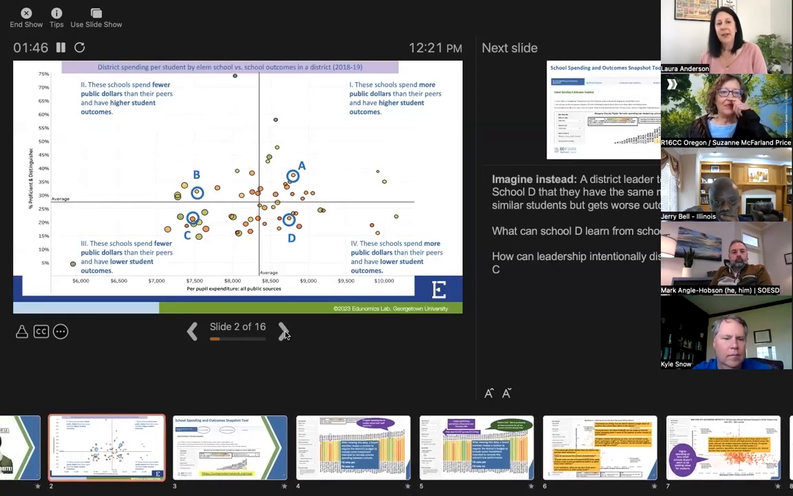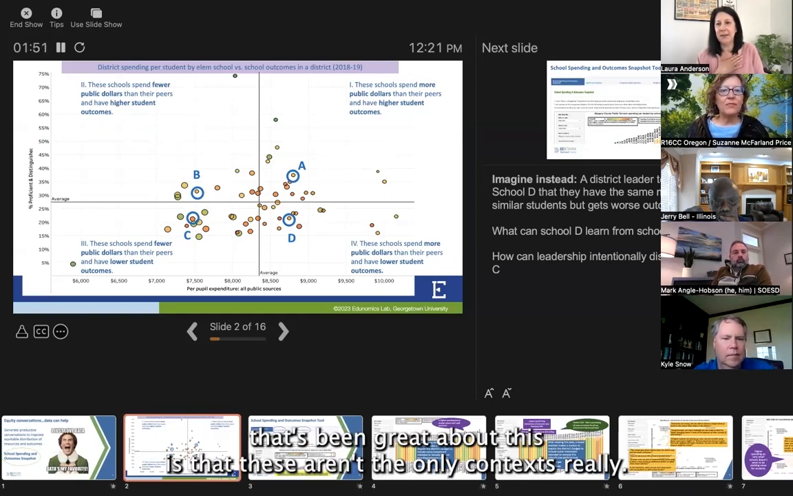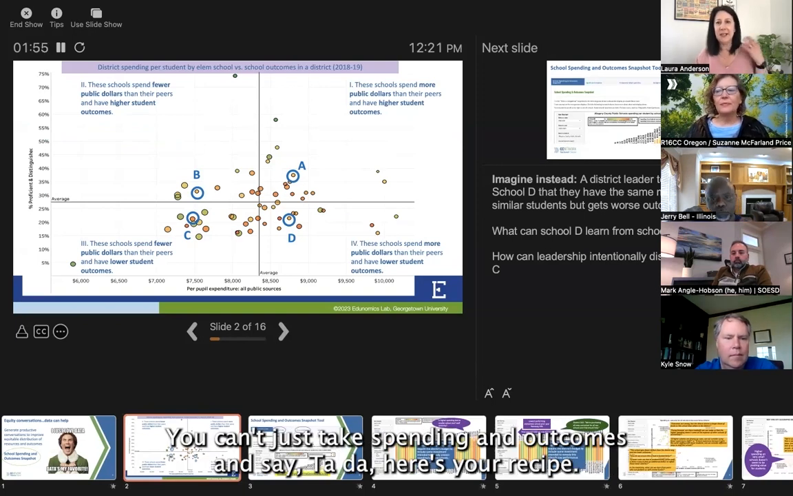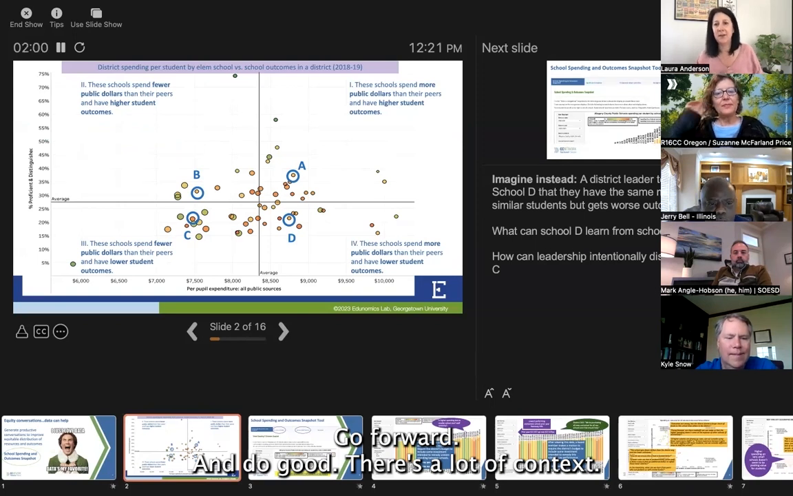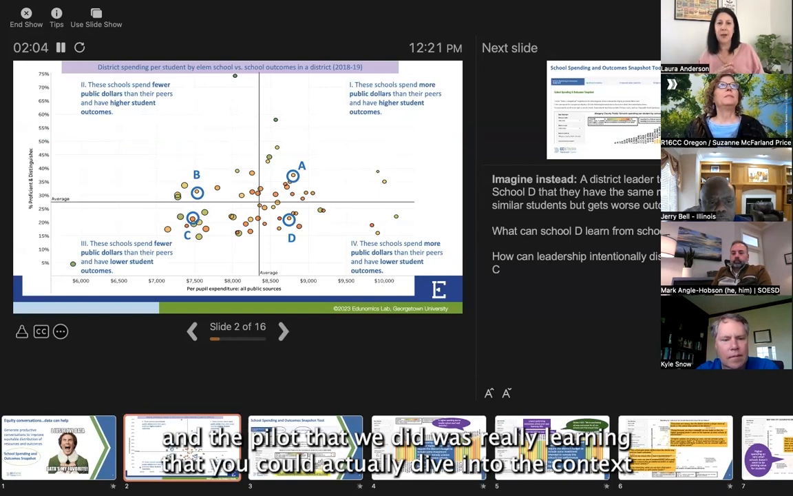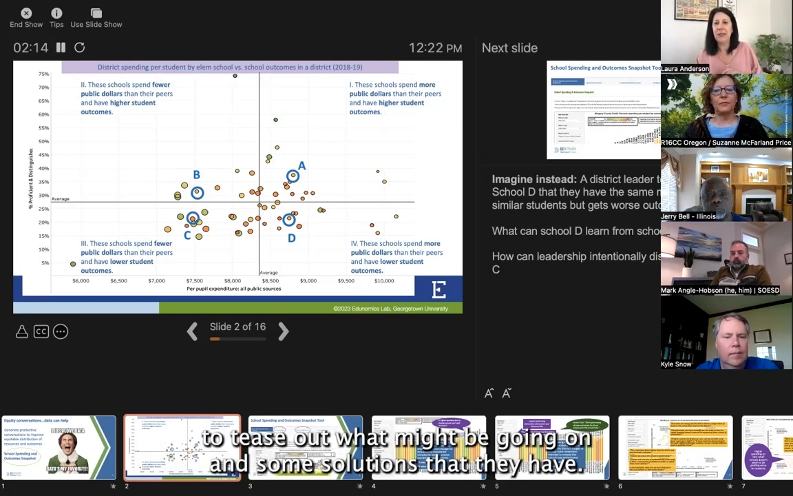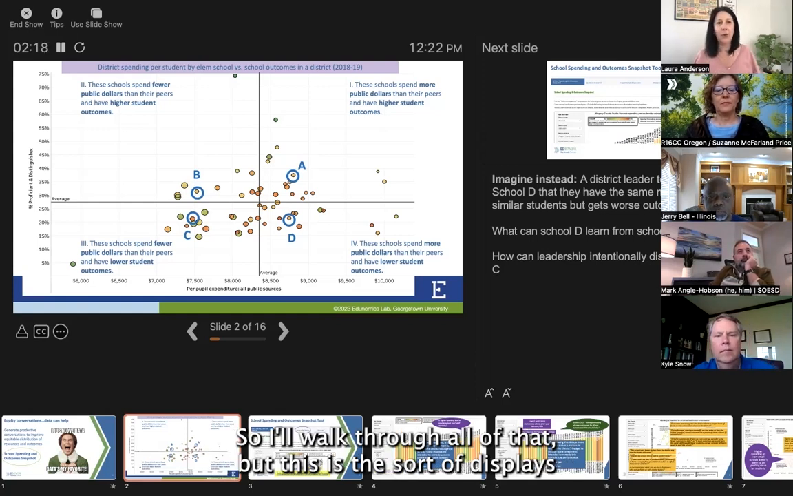Again, I want to make sure people know that one of the things that's been great about this is that these aren't the only context, right? You can't just take spending and outcomes and say, ta-da, here's your recipe, go forward and do good. But there's a lot of context. And one of the most positive outcomes of the program and the pilot that we did was really learning that you could actually dive into the context of what's happening in a school setting with this data and get people to tease out what might be going on and some solutions that they have. So I'll walk through all that.